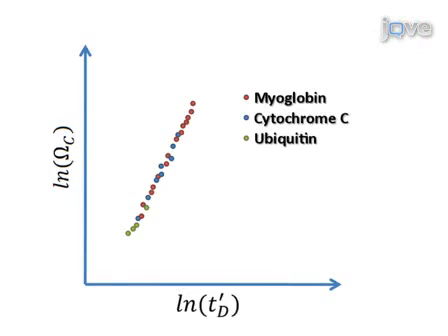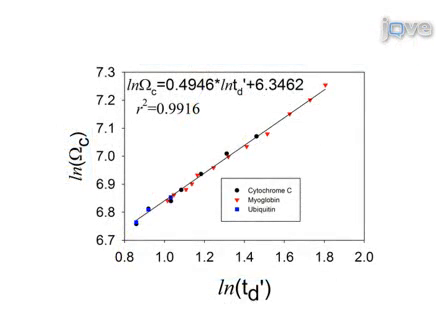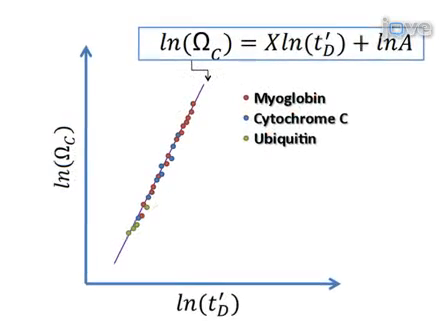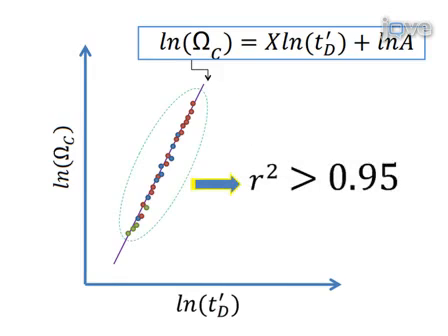The resulting curve corresponds to the following equation. The parameters x and a can be extracted by fitting the plot to a linear relationship. The slope x corresponds to the exponential proportion factor and a represents the fit determined constant. Calculate the fit correlation coefficient r². Acceptable values for r² are greater than 0.95.